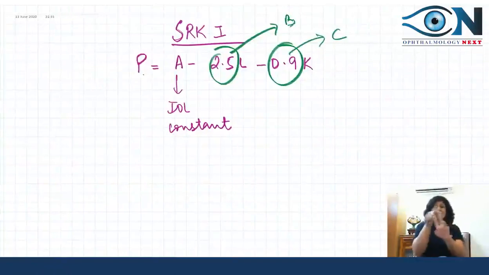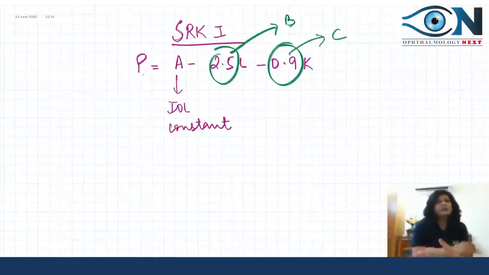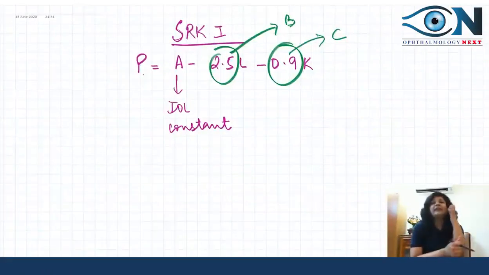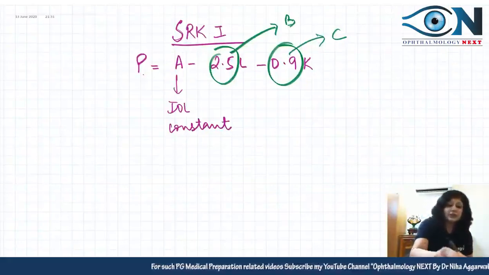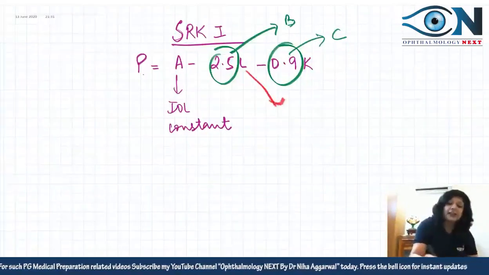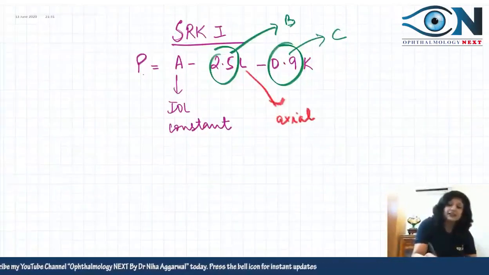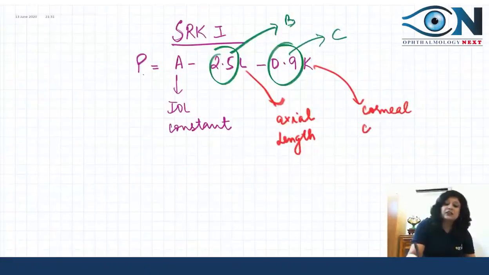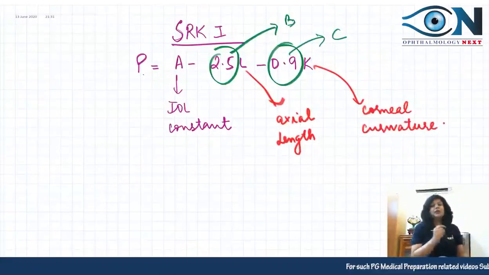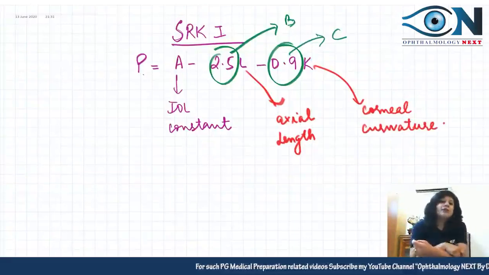If you see, these are 2 more constants that we are using. This constant is B and this constant is C. So basically we have got 3 constants here: A, B and C. We have the values of B and C which are more or less fixed, and the value of the constant A keeps on changing. If you see the 2 variables here, L is the axial length and K is your corneal curvature. Now this is the thing that most of us usually know. Okay, now there is a problem with this formula.